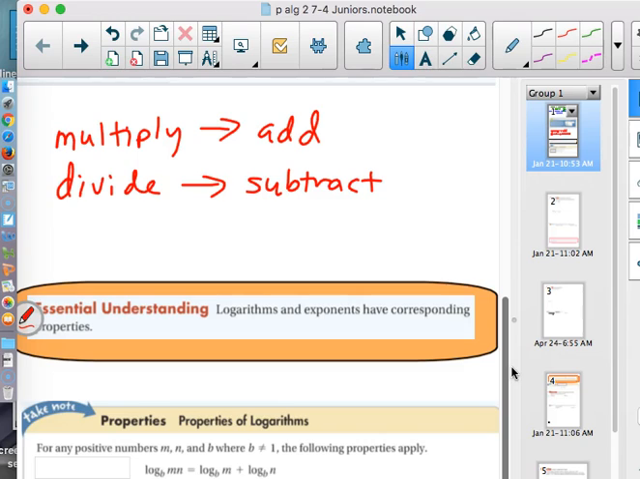And those kind of make sense because they're both inverses of each other. If you want to undo multiplication, you divide. If you want to undo addition, you subtract. And then the other one was if we want to raise a power to a power. So I'm just going to put power. We had to multiply.